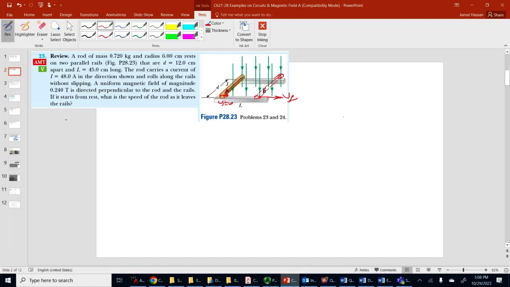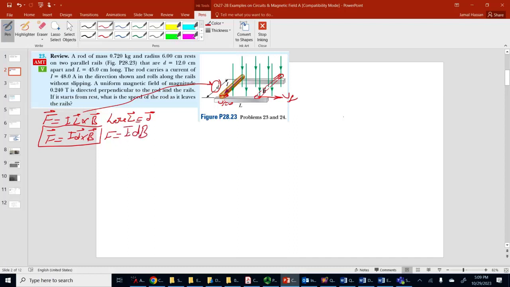Okay, so this case is related to a rod carrying a current inside a magnetic field, so F is equal to I L cross B. Here L is just denoted as D, so instead of L it is D, so we're going to write our equation as I D cross B. And the angle between D and the magnetic field is 90 degrees, so basically the magnetic force is equal to I D B sine 90, and sine 90 is equal to 1.